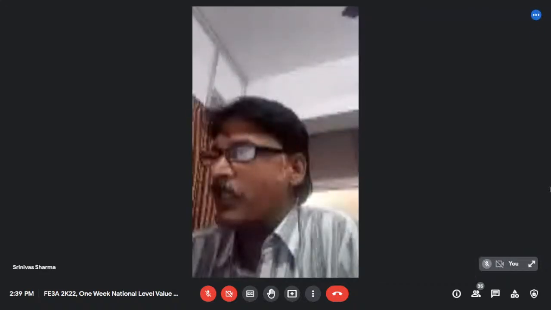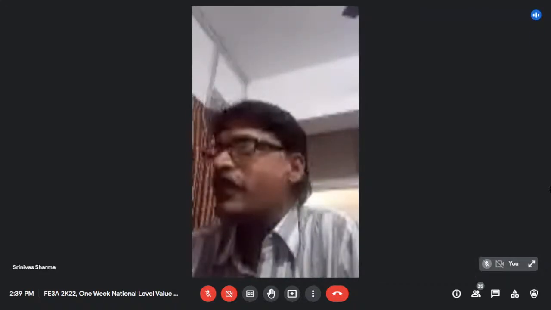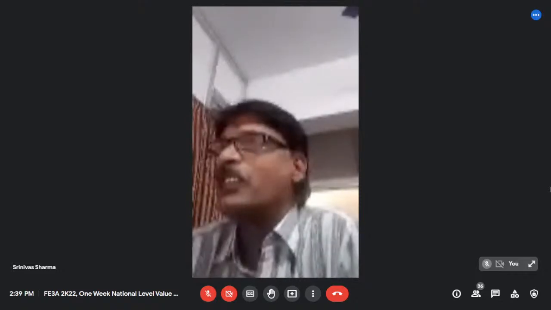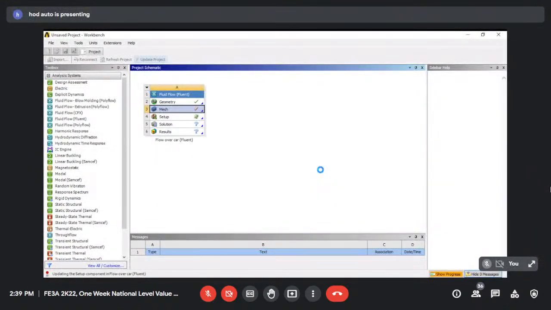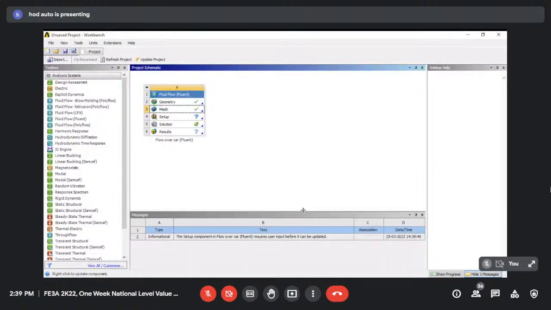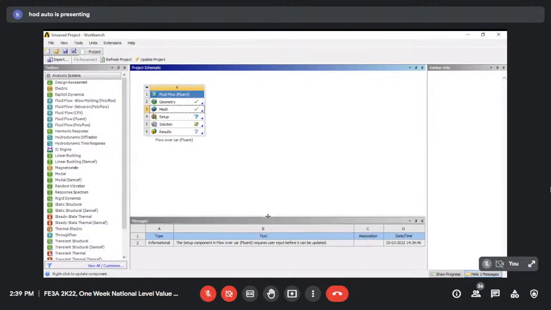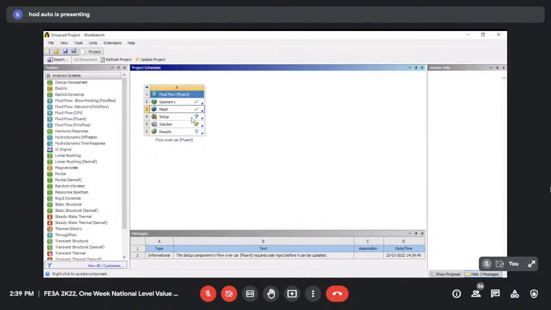If you want, go back to your workbench. Update the project. It is updated. And here, if you observe it, beneath you have a progress, and it has a message saying setup component in flow over car Fluent requires user input before it has to be updated. So it is waiting for this, hence go to setup.